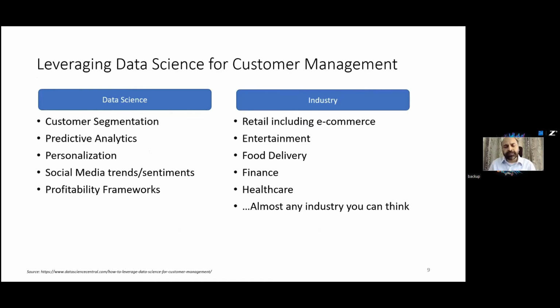Now the perspective: some of the data science topics where we see customer management being done through data science. The first one is customer segmentation. I can segment my customers in many ways, basis geography, basis demographics, basis the behavior in terms of whether they are low spenders, high spenders, and so on.